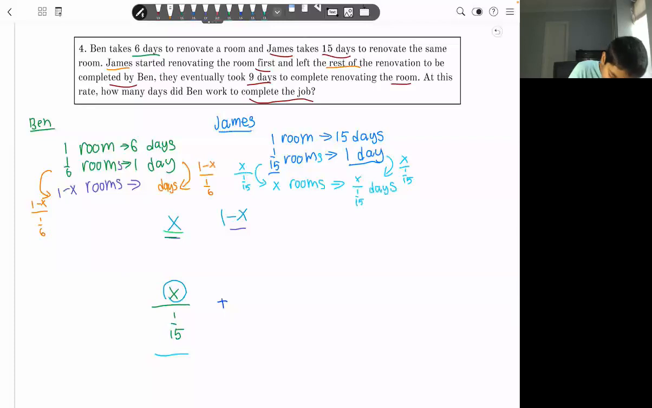So we get that there's not a space right here, so I'll just write 1 minus X over 1/6 days. So 1 minus X over 1/6 days for Ben to complete 1 minus X rooms. So this is just 1 minus X over 1/6. Let me write it out to make it clear. This is just the number of days that Ben will take. Days for Ben.